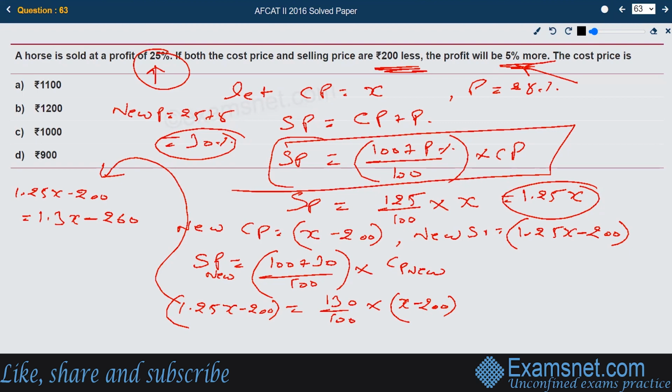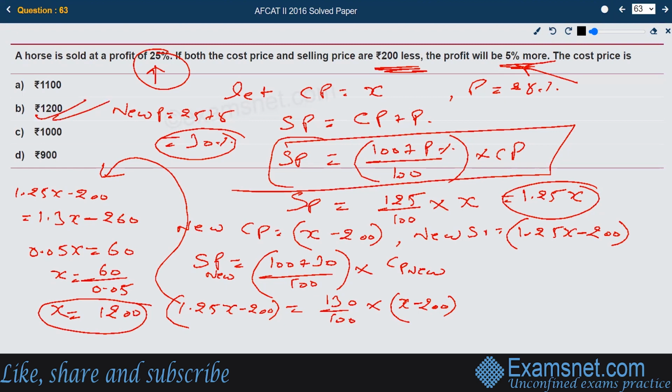If we solve this further, how much does this give us? This gives us 0.05 of x is going to be 60. So x value will be 60 divided by 0.05. If you solve this further, this gives you x value as 1200. Okay, and that is available in option number B. So that is the right answer, option B, x equal to 1200.